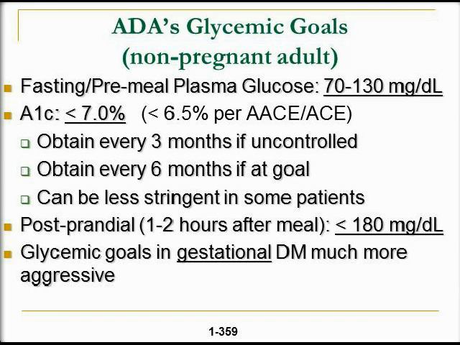How often do we get them? We get them on patients who are uncontrolled every 3 months because it gives us that overall average glucose over the last 2 to 3 months. We get them every 6 months if they're controlled. You can get postprandial. I usually only do this in my type 1 patients. I don't do it very commonly with my type 2s. You can, but we have specific goals for 1 to 2 hours after a meal of glucose readings less than 180.